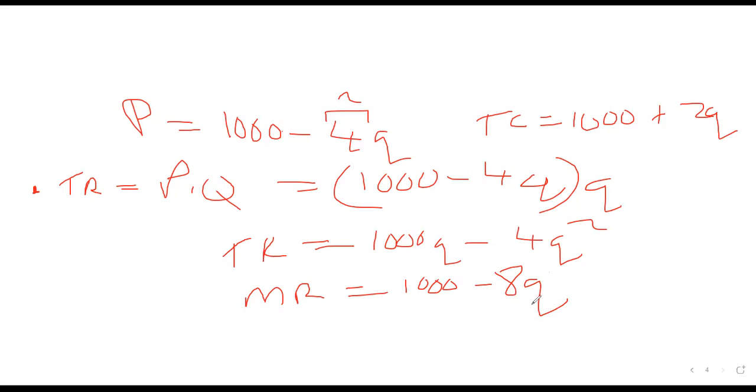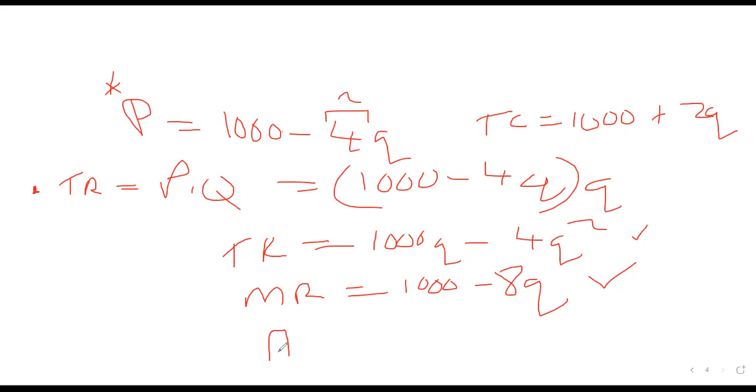If you don't know how to differentiate, the shortcut for finding marginal revenue is you go to the price function and multiply the coefficient of Q by 2. So 2 times 4 is 8. You get this one here.